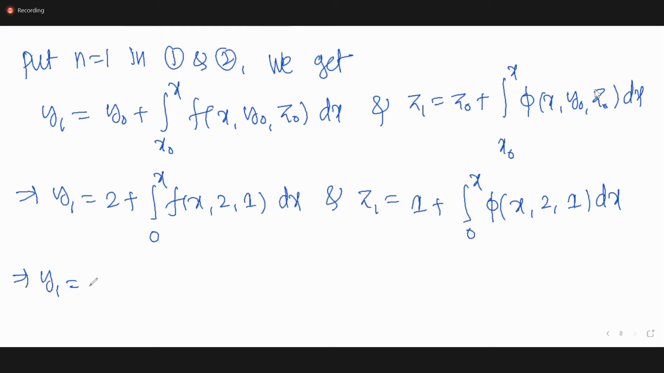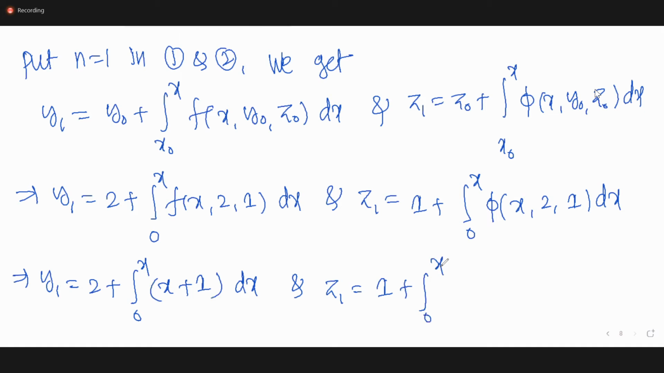So y1 is equal to 2 plus integration from 0 to x. What is f of x comma y comma z? x plus z. x plus, what is z value? 1, dx. And z1 is equal to 1 plus integration from 0 to x of phi of x comma y comma z, x minus y square, x minus, what is y? 2 square, into dx. So find y1 and z1.